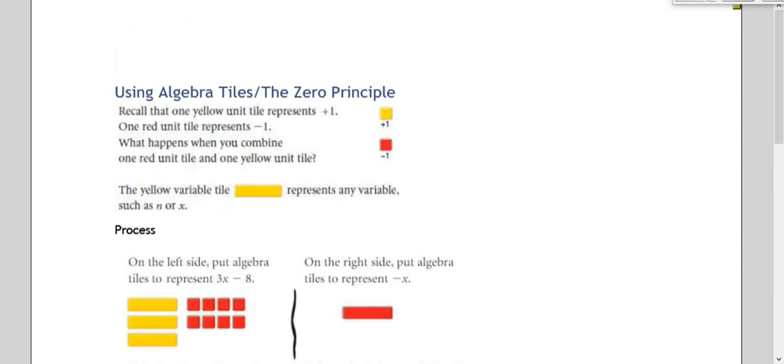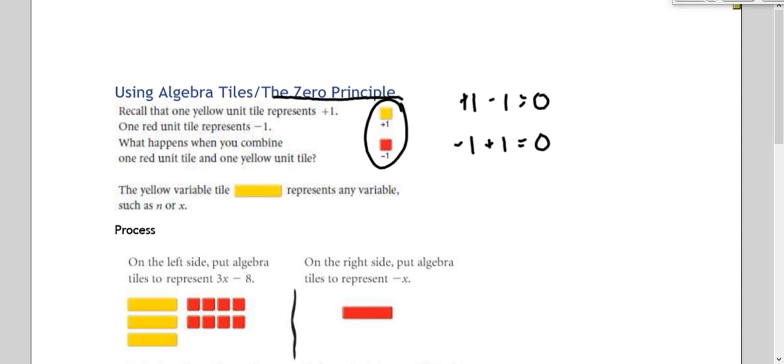The next type of model that we will look at is algebra tiles, and in this one we're going to use our zero principle. So recall that 1 yellow unit tile represents +1. 1 red unit tile represents -1. What happens when you combine 1 red unit tile and 1 yellow unit tile? Well, from our integers unit, it should make a lot of sense that when we have +1 and -1, we have 0, or -1 + 1, 0. So that's what this zero principle is: we're going to combine pairs like this in order to zero them out.